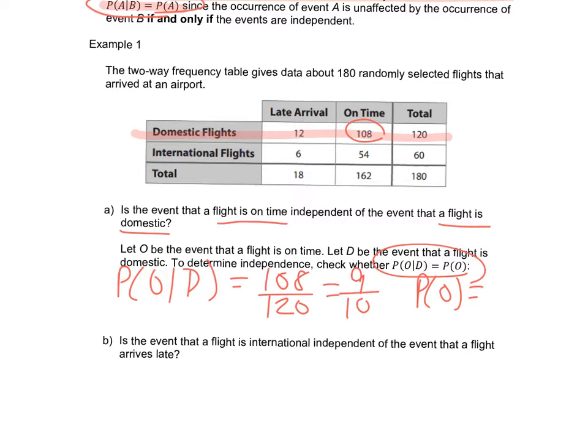Now let's look at the probability that a flight was on time. So that is just a marginal probability now. The probability that a flight was on time is 162 out of 180. So here we'd have 162 over 180. Well, guess what that reduces to? 9/10. This means that our events are independent events because these probabilities are the same. In other words, the fact that the flight was domestic had no bearing on whether or not the flight was on time. The probability of being on time was the same whether or not the flight was domestic. So the events are independent.